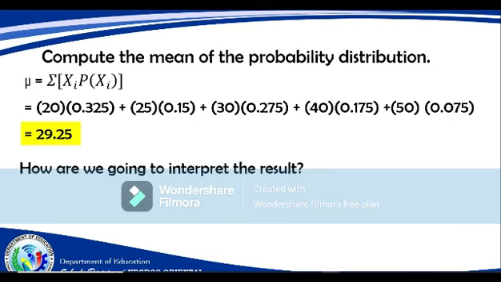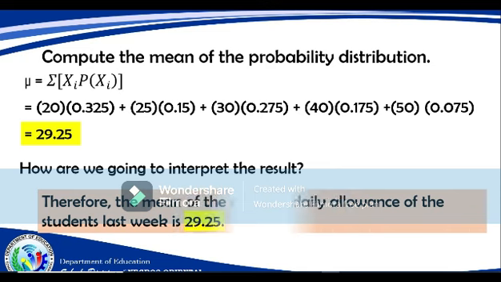Okay, how are we going to interpret the result? This is how you're going to interpret the result. You will say, therefore, the mean of the average daily allowance of the students last week is 29.25. Now, the previous activity, I told you that you are going to ask your classmates, and at this point you will come up with your own. You will create your own probability distribution table. And later on, you will also solve for the mean.